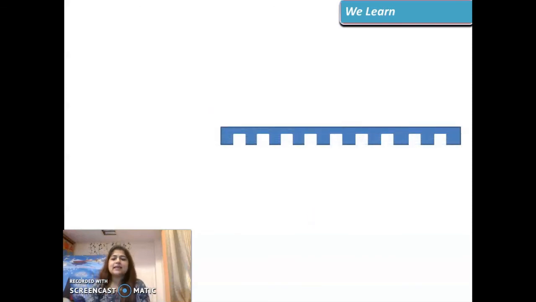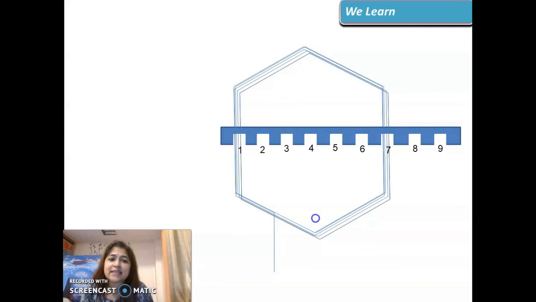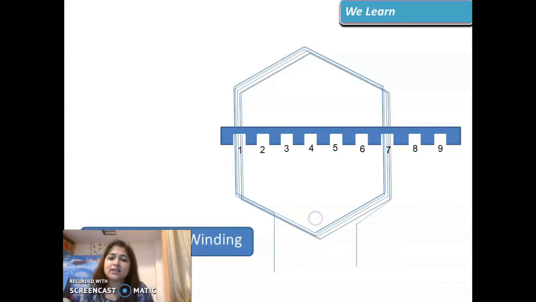So what is concentrated winding then? Let's see an example of concentrated winding as well. In this example, if these are the slots, as we have seen in the last slide, and this is the first coil placed, and the coil turns are placed again and again in the same slots, then it is called concentrated winding.